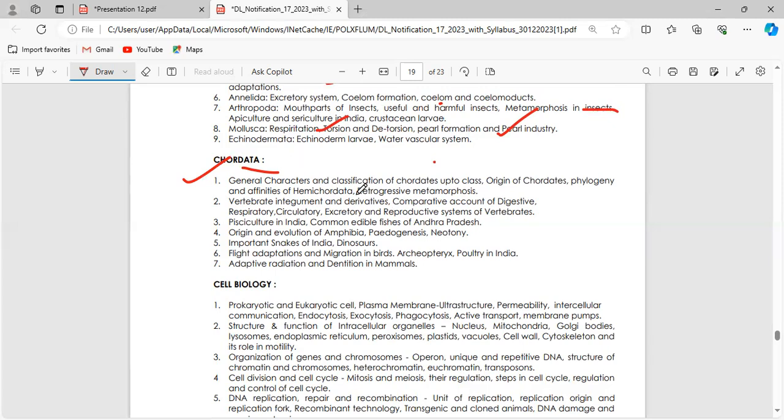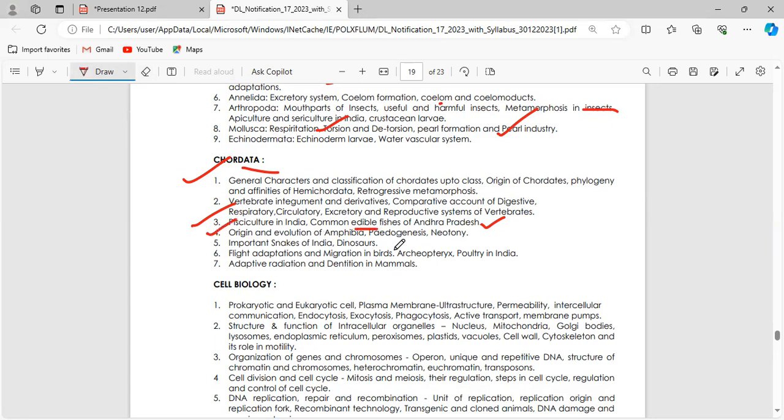And there is also a retrogressive metamorphosis. What is a retrogressive metamorphosis? And this retrogressive metamorphosis is followed by which phylum? Everything will be discussed. And in class Pisces, it is given as common edible fishes of Andhra Pradesh. Here they are not focusing on our nation, that is India. They are focusing only on Andhra Pradesh. So it is very easy to remember the common fishes present only in Andhra Pradesh, that are edible in nature.